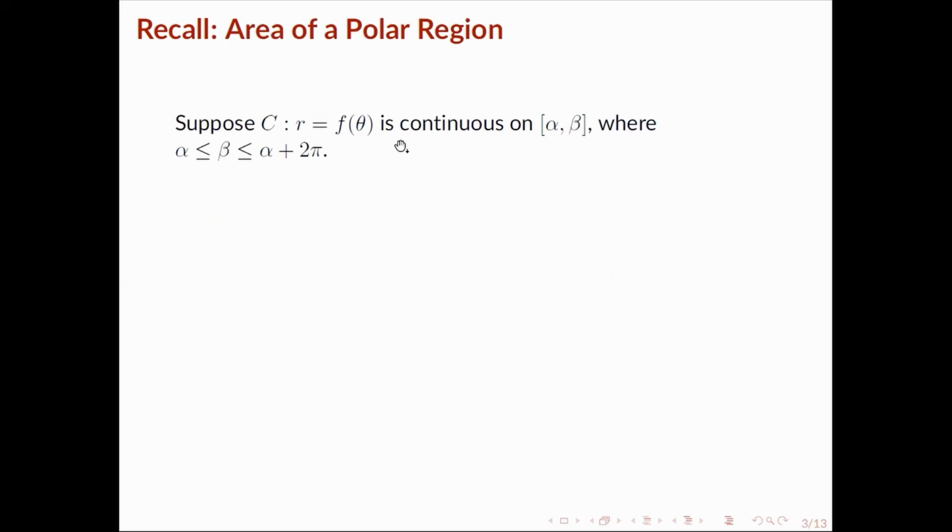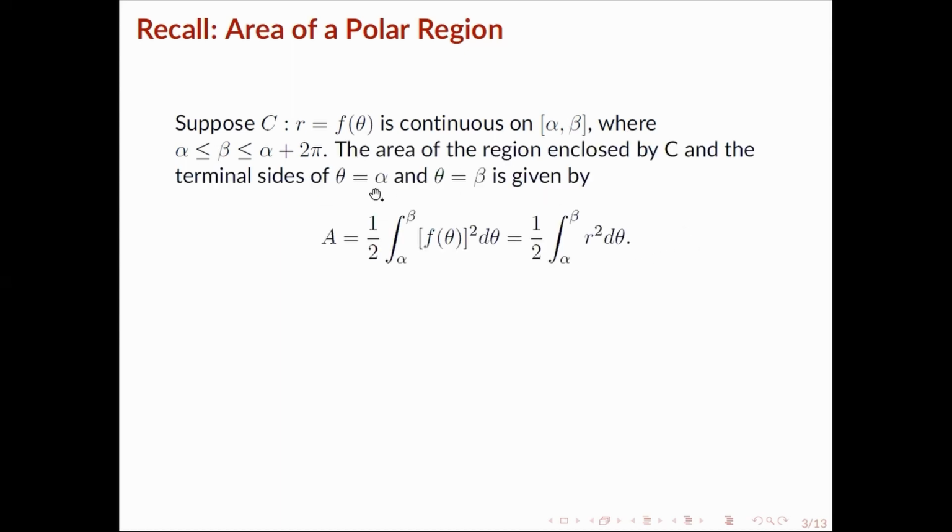Next, the area of a polar region. Suppose the curve C that is defined by r is equal to f of theta is continuous on alpha to beta inclusively, where it satisfies this inequality. Then the area of the region enclosed by C is given by this formula. We have one half of the integral of the square of f of theta with respect to theta from alpha to beta. Or equivalently, this is equal to the integral of r squared with respect to theta from alpha to beta multiplied by 1 half. So you just have to substitute the value of f of theta. Since our f of theta here is equal to r, we have this equation.